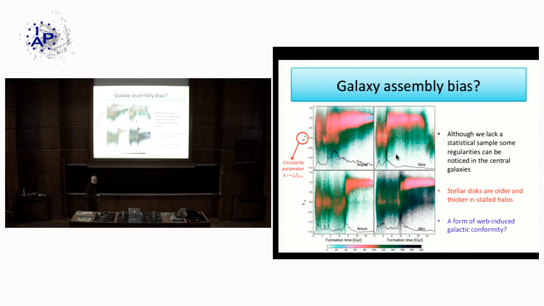So the only two properties, all the rest we checked quite carefully, all the rest we couldn't see any systematic difference. The only two properties we could link between the central galaxies in our simulations and where they are in the large-scale structure was the thickness of the stellar disk and the age of the stellar disk.